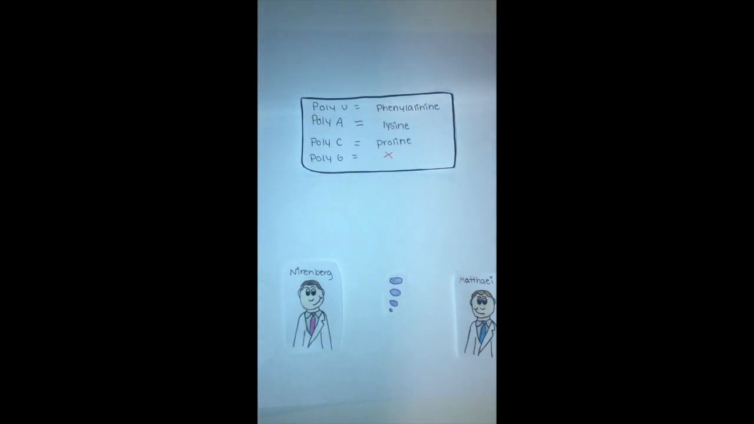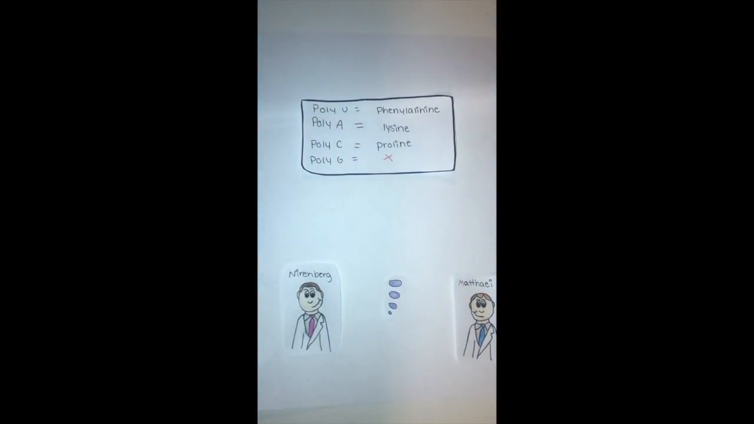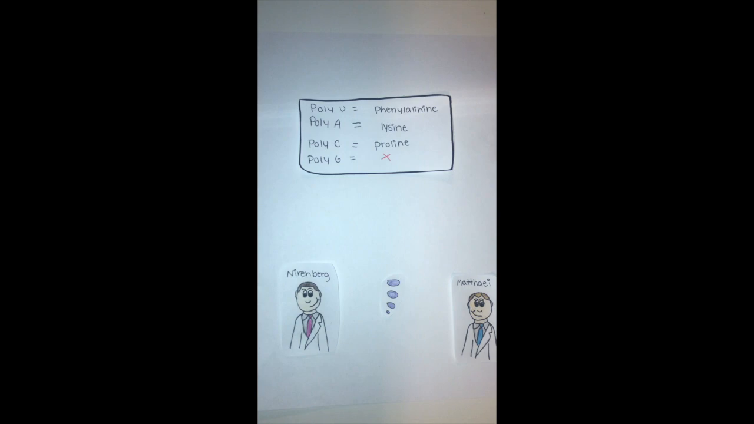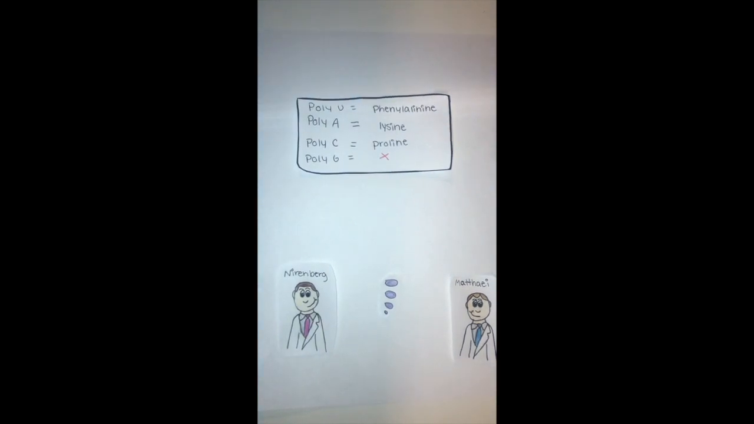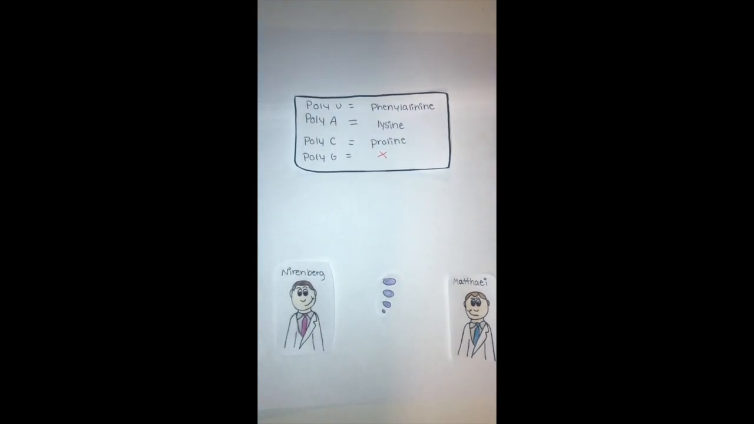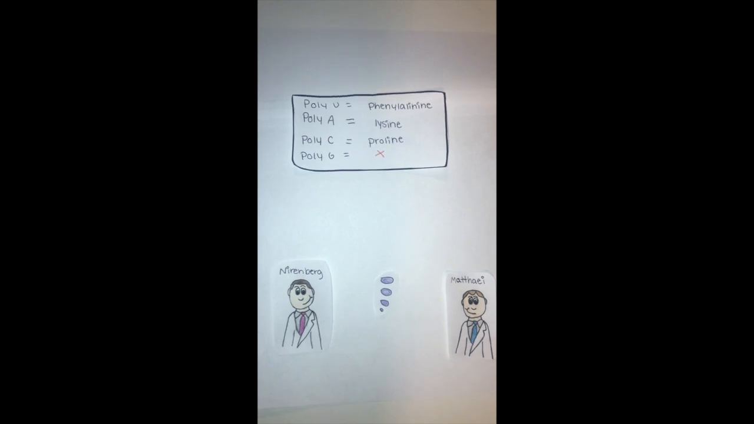The results of these experiments proved that RNA was required for protein synthesis. It also led them to discover that the sequence of the RNA controlled which amino acids were in the protein. Later, Nirenberg teamed up with Leder and performed an experiment to determine the length of a codon.